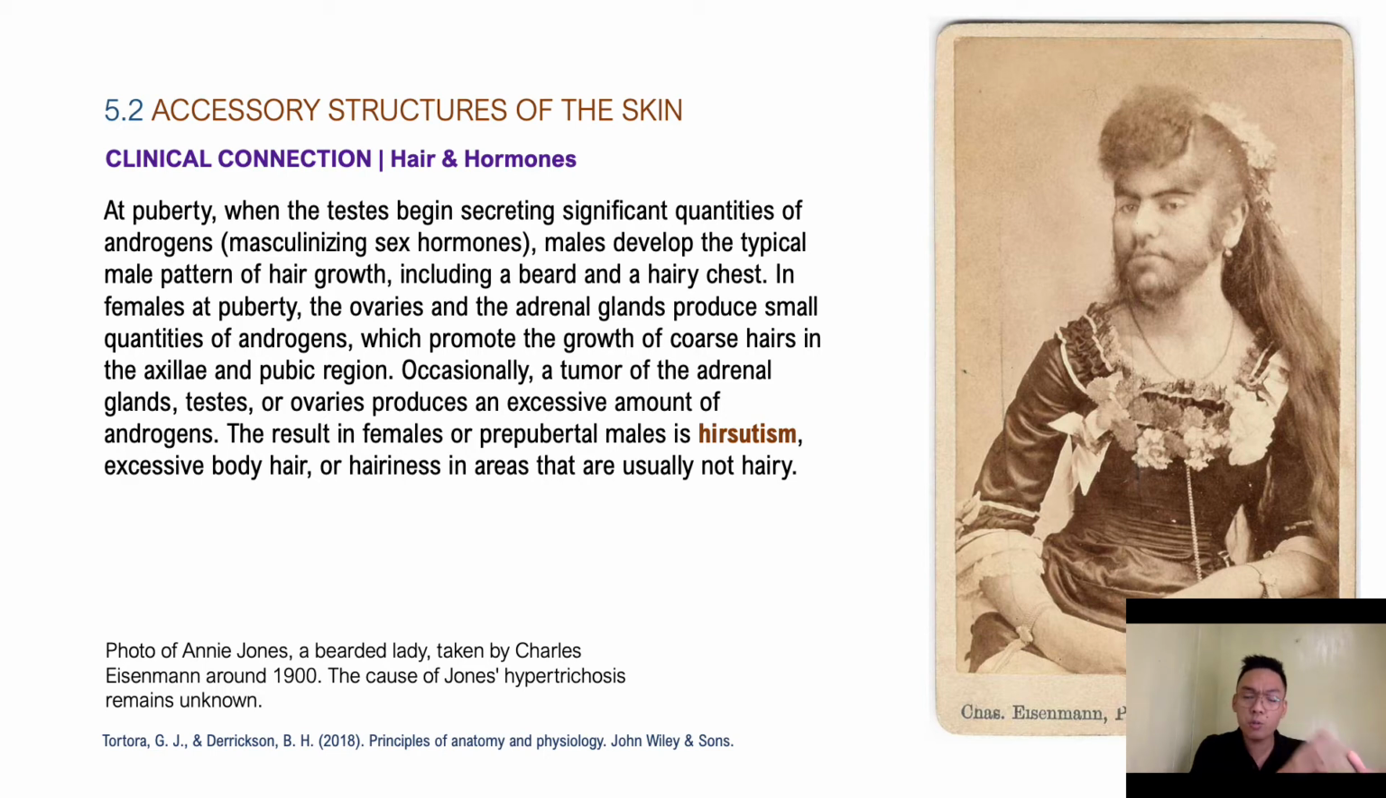Occasionally, when there is a tumor in your adrenal glands, it produces an excessive amount of androgens, resulting in hirsutism in females or prepubertal males. This is excessive body hair or hairiness in areas that are not usually hairy. The photo on your right side is of a bearded lady named Annie Jones, taken by Charles Eisenmann in around the 1900s.